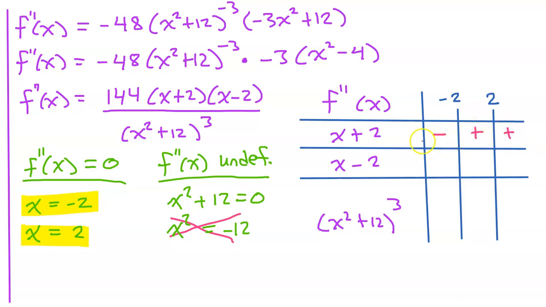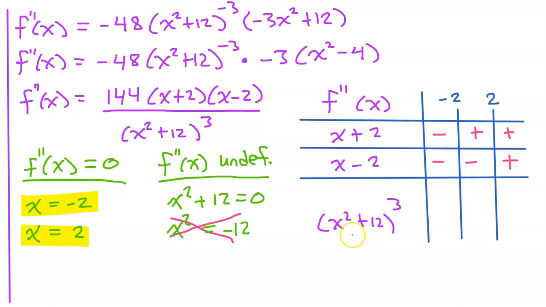and positive for values that are greater than negative 2. So for example, if you picked negative 3, that would be negative 3 plus 2. That would give you a negative 1. If you picked a value greater than negative 2, like 0, then you'd have 0 plus 2, that would be positive 2. So that's how that works. Similarly, if you set x minus 2 equal to 0, you get 2. So that's the cutoff for this factor. So you will get a negative result for x values less than 2, and you will get a positive result for x values that are greater than 2.